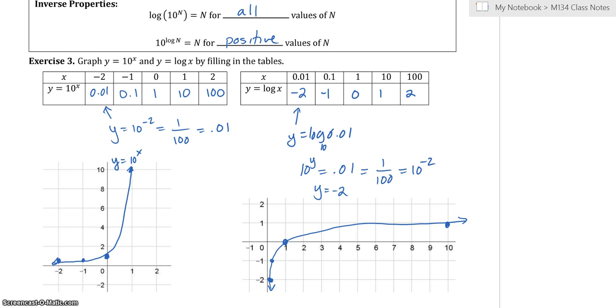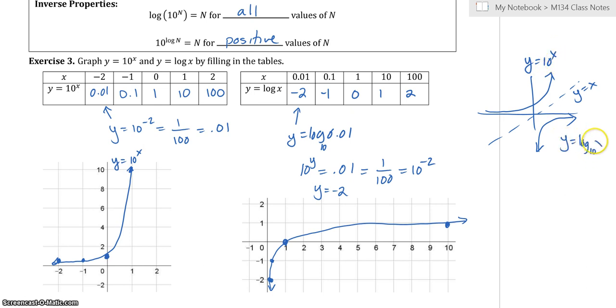That's what that graph looks like. You can see it's the flip. It actually is a mirror image across the line y equals x. So if this one looks like this, draw a line through here, you would see a mirror image with the line y equals x, because they are inverses of each other. So this is y equals 10 to the x. This is y equals log base 10 of x. Again, you can add that 10 there.